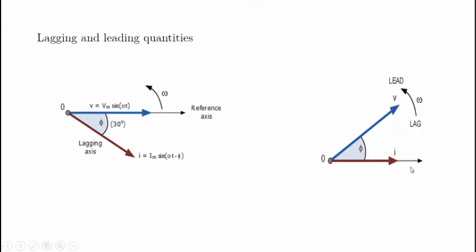Now consider the second figure. We have the reference axis here. Reference is considered as the current I. So what about the voltage V? The voltage V is leading the current by an angle phi.